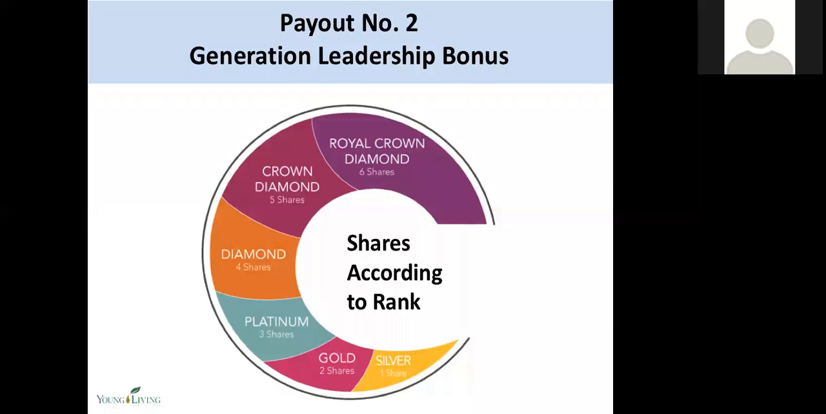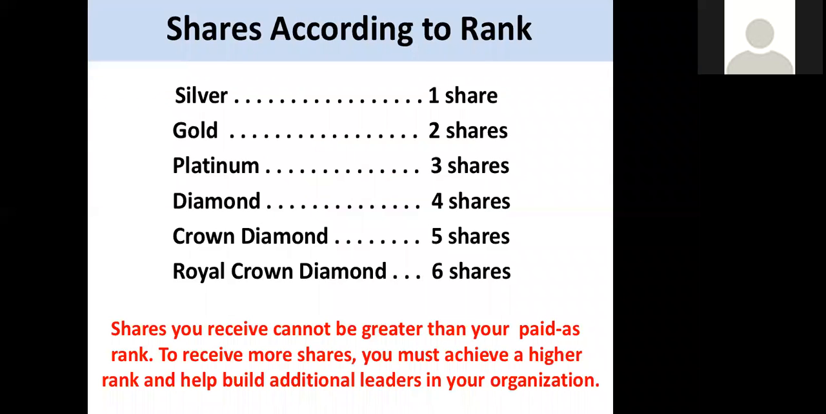So it's not only a benefit to rank advance when you have leaders that are building far enough deep in your organization to be paid the generation commissions, but it's also beneficial to rank advance because you're going to earn more in the generation leadership bonus as well. So this next slide kind of shows that breakdown again. Shares according to your rank. As a silver, you receive 1 share. And for every silver under you for which you are paid generation commissions on, you would receive 1 share for each of them.